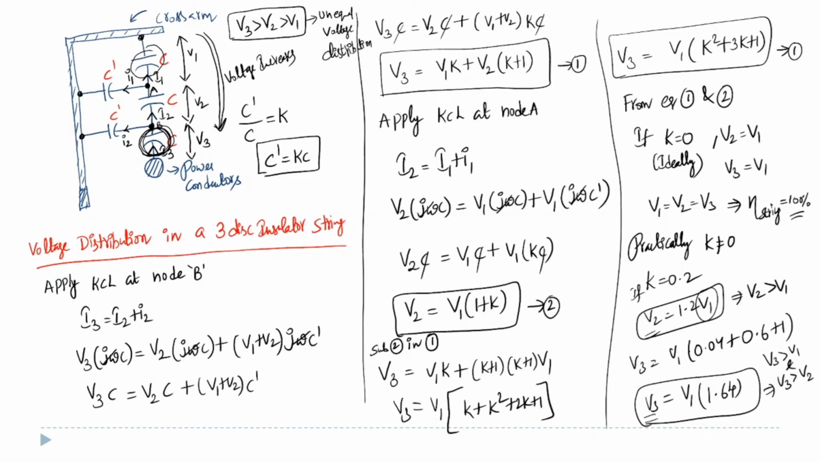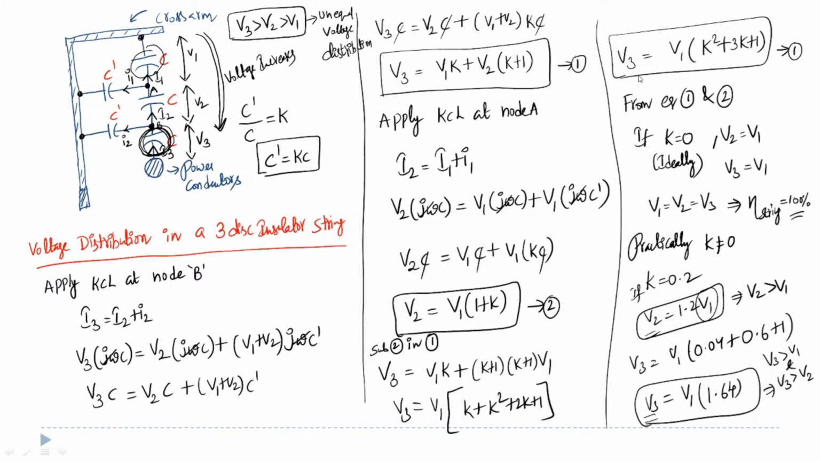In the last class, we have seen how to derive the voltage distribution in a string of suspension type insulators, right? So we got that V3 is the voltage across the insulator disc nearer to the power conductor, and V1 is the voltage across the disc nearer to the cross arm, and V2 is the voltage in between these two. These voltages are also expressed in terms of any one voltage, and we have seen that the voltage distribution is not equal.